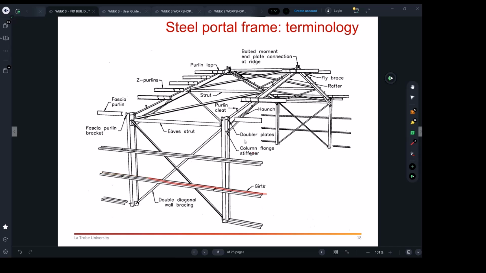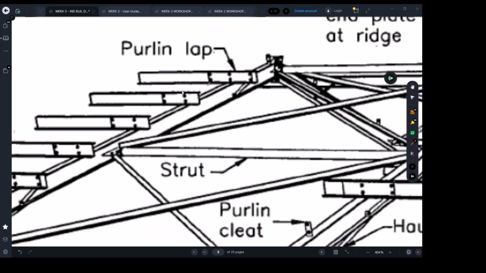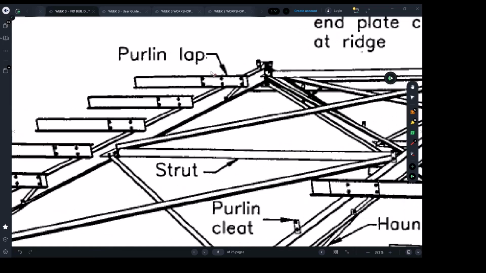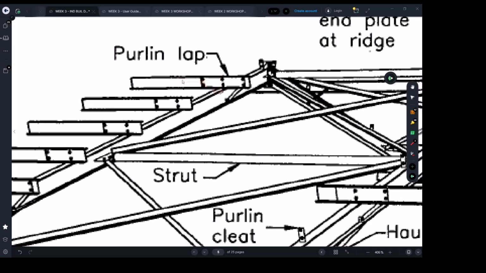These are the girts. They are fixed to the columns. This one we call the roof rafters, and it can consist of a haunch. It can consist of splices at the ridge. You've got the purlins. One of the things you have to understand is that the purlins are actually lapped, because the purlin does not go from one end of the building to the other as one piece. It comes in pieces. And when we connect them, we don't stop a purlin then start at the same point. We have to lap them together. Any idea? Can anyone tell me why we have to do the lapping?